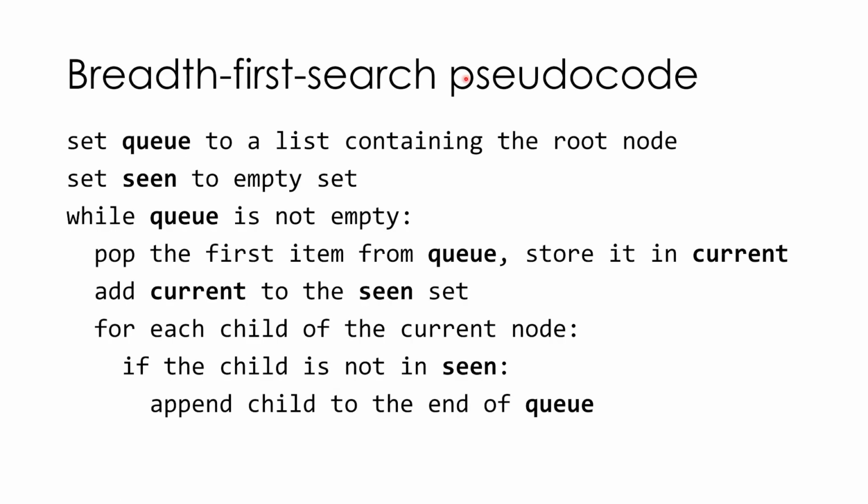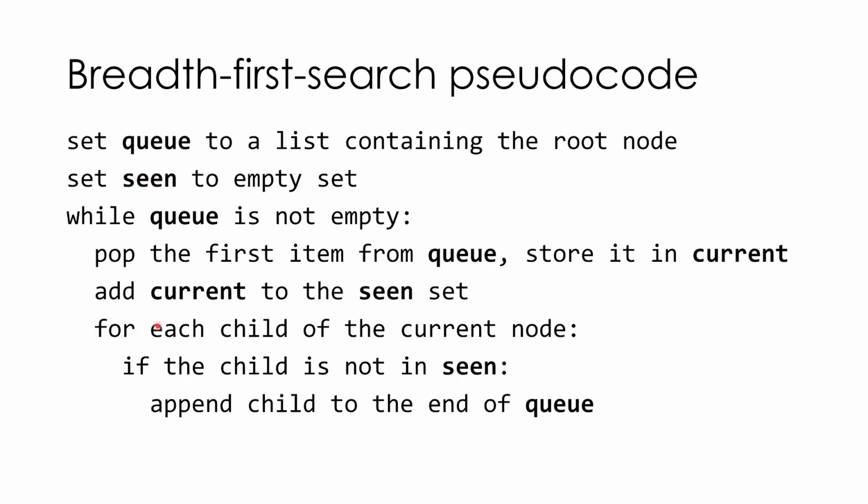Let's have a look at what we've just done as pseudocode that you can then implement in Python. So first we set queue to be a list containing just the root node. And we set seen to be an empty set. And now as long as the queue isn't empty, as long as there is anything in queue, we pop the first item from queue and store it in a variable. For example, a variable called current. We add the current item to the set called seen, that variable there.